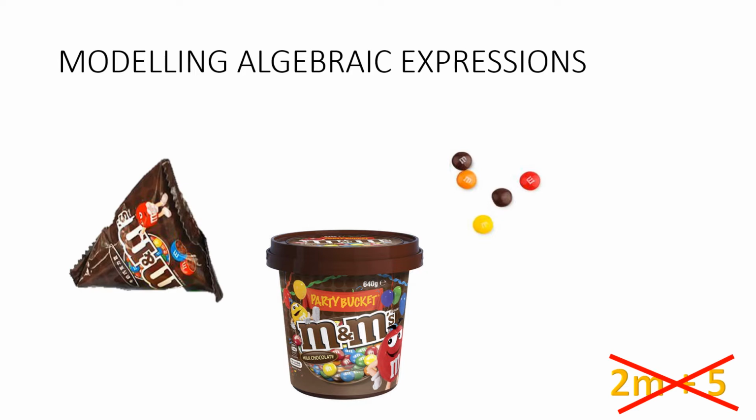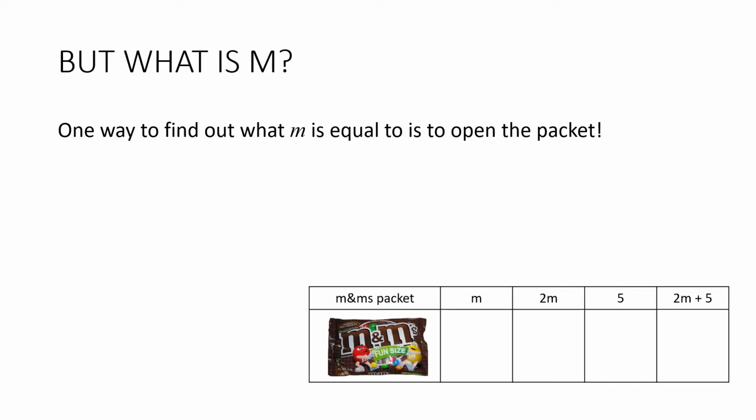But it couldn't look like this. Do you know why? Because the values for m are different. There's obviously more chocolates in the party bucket than there are in this little packet. But one way to find out what m is equal to is to actually open the packet.